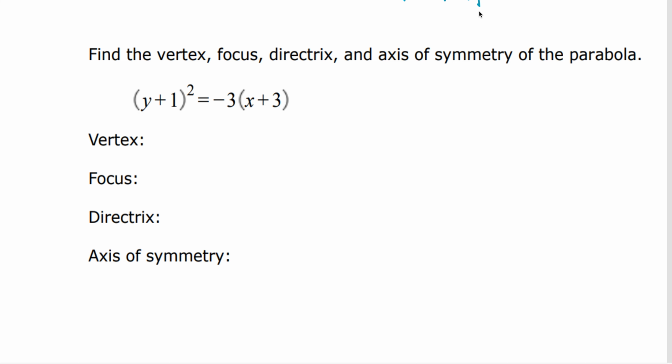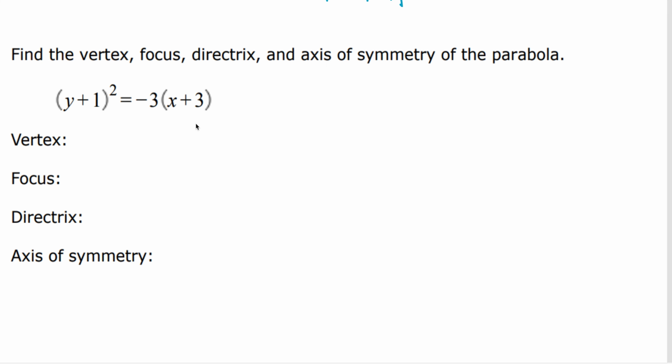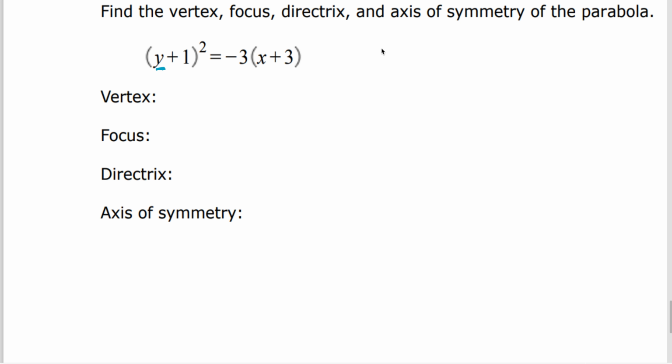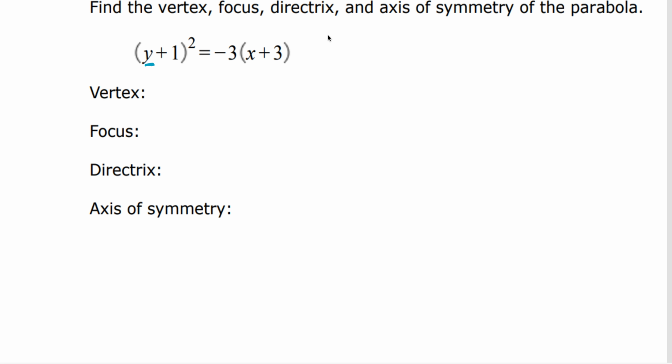It's a little bit different just because we have a y here, remember? So if we have a y, the parabola could either be this or this. How can we know which one of these two it is? With the p. We know since we have a negative sign here, let's just get the p now.